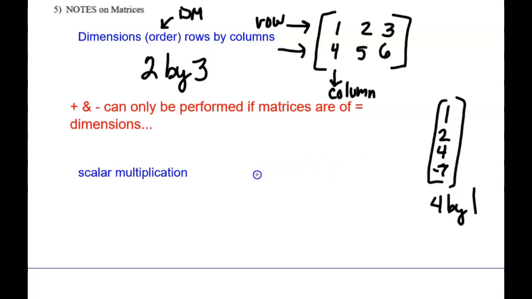We'll do some more examples as we go through the rest of this. I'll show you, and we'll talk about the dimensions on each one just to give you practice, but I don't want to bog you down with 15 examples in your notes. We're going to talk today about adding and subtracting matrices. Okay. Addition and subtraction can only be performed if 2 matrices are of equal dimensions.